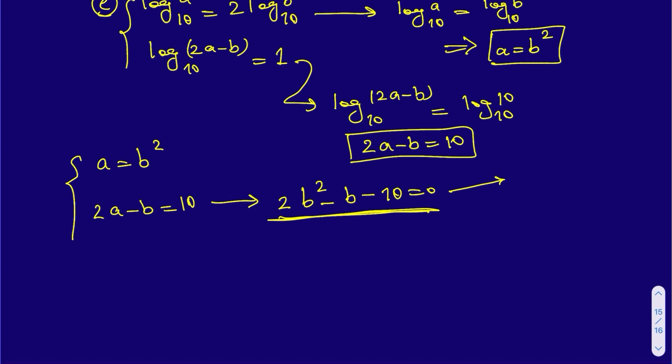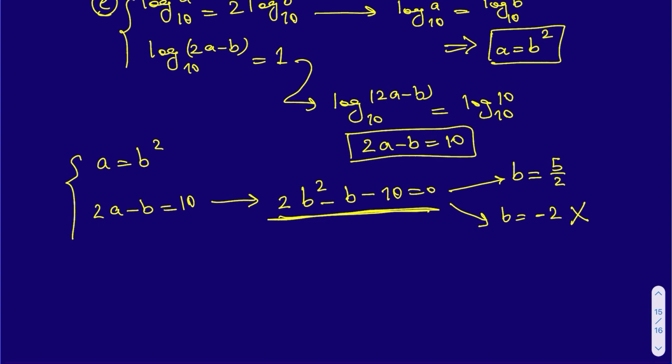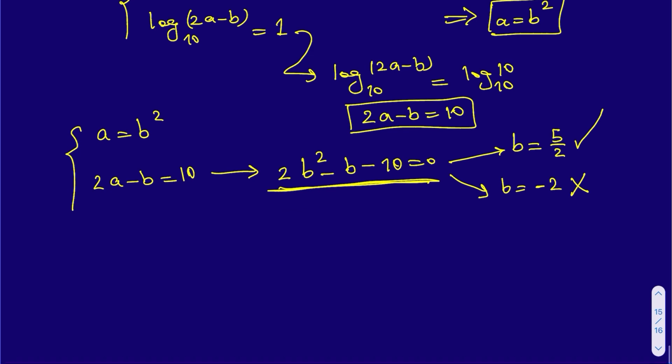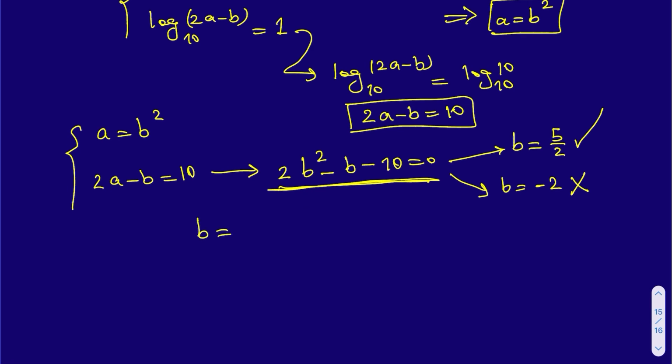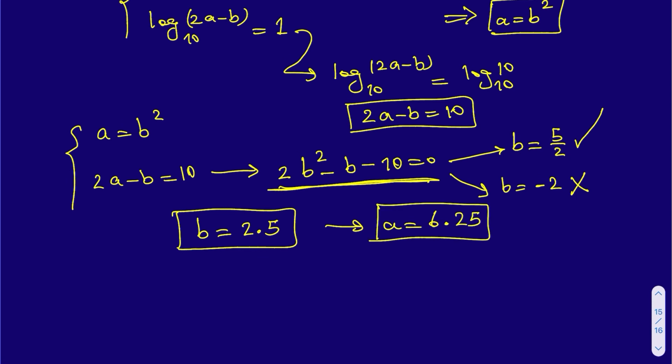We can get two values for b. One b will be equal to 5 over 2, and another one b will be equal to negative 2. So we will not accept the negative value, we will take the positive one, and therefore b will be equal to 2.5. Okay, then we can substitute b into any of these equations, and we can find the value of a, which will be equal to 6.25. This is the value of a.